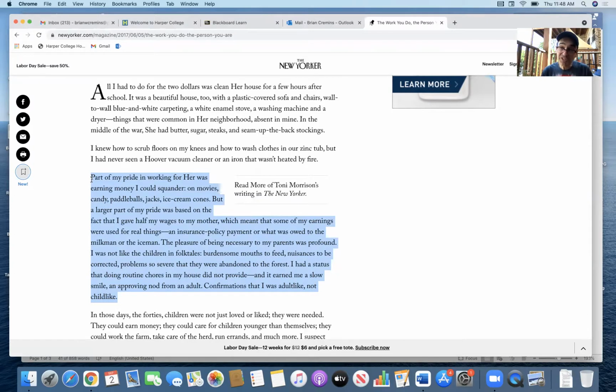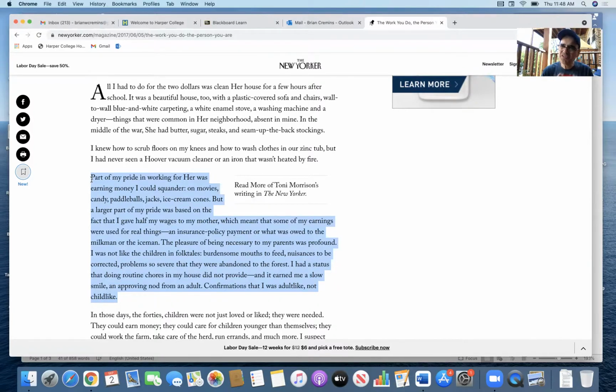But she says, why did she want to take this job? Well, she could make money to go to movies, to buy candy, to buy Jack's ice cream cones, the things that little kids enjoyed doing in the early 1940s, and that we still enjoy doing. We still like going to movies, and we still like having ice cream, right? So it's not that different even 80 years later.